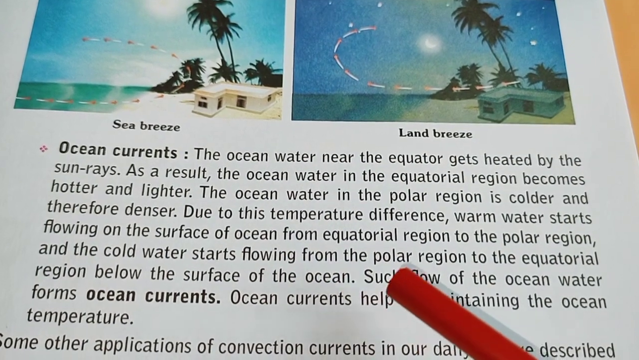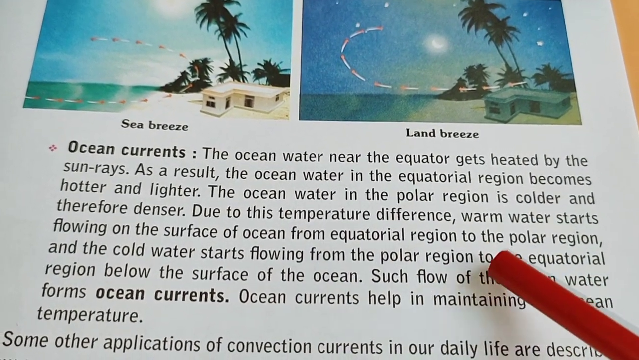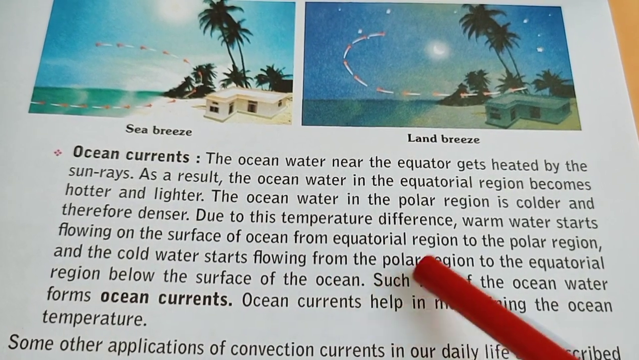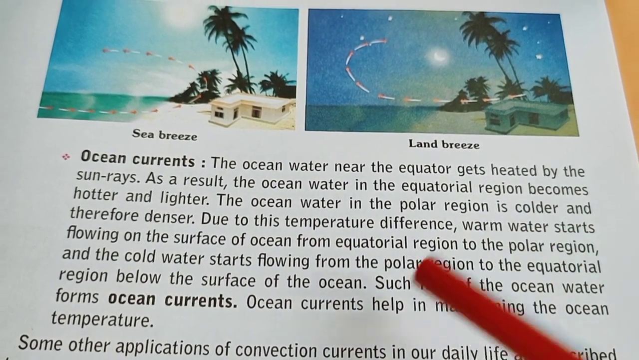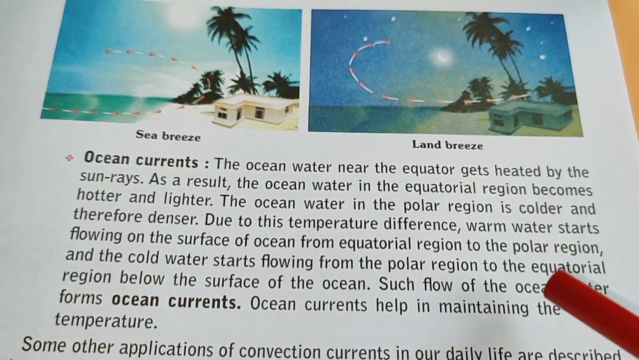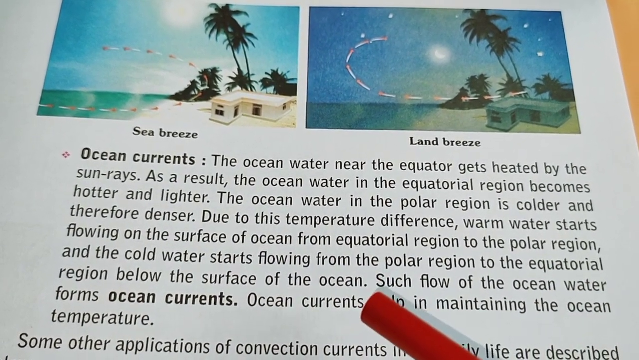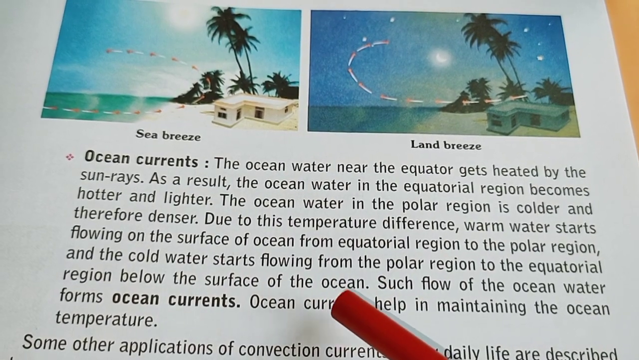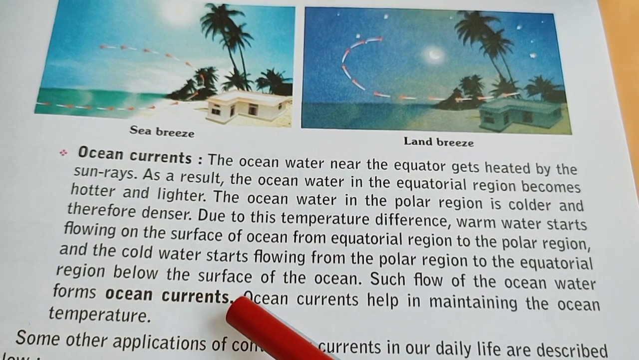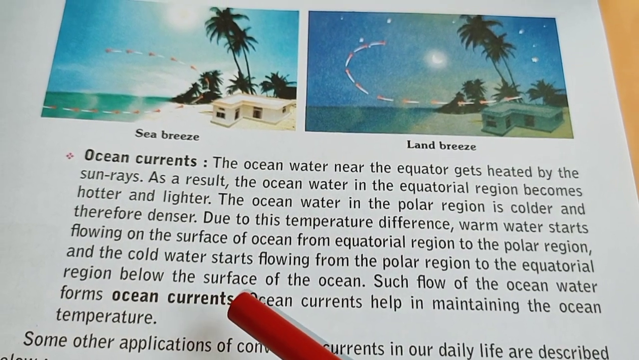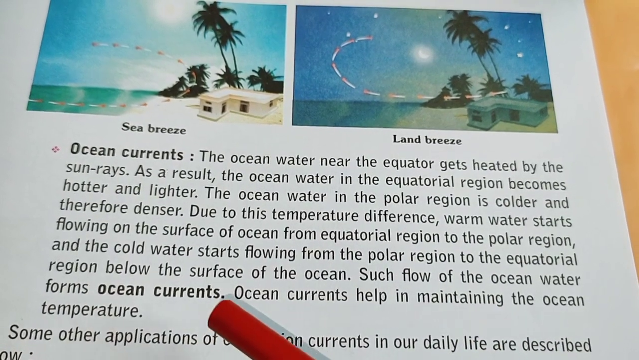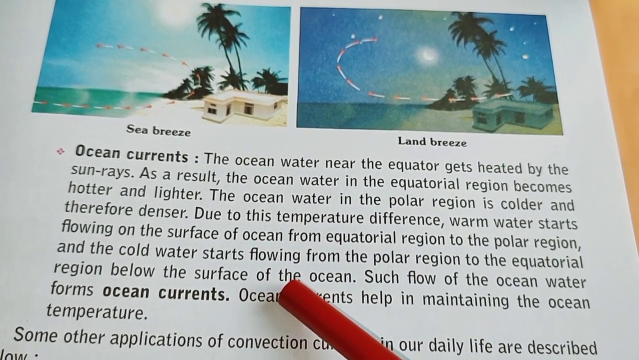So due to this temperature difference, warm water starts flowing on the surface of the ocean from the equatorial region to the polar region, and the cold water starts flowing from the polar region to the equatorial region below the surface of the ocean. Such flow of ocean water forms ocean current. You know, this ocean current helps in maintaining the temperature in the oceans.